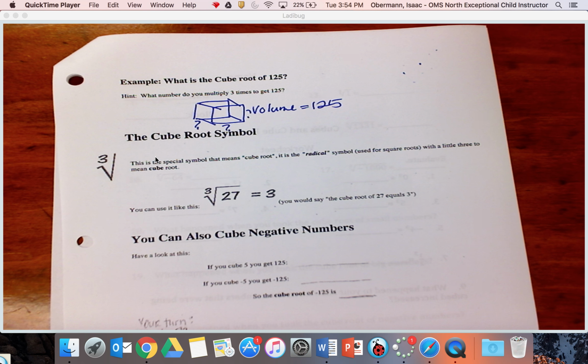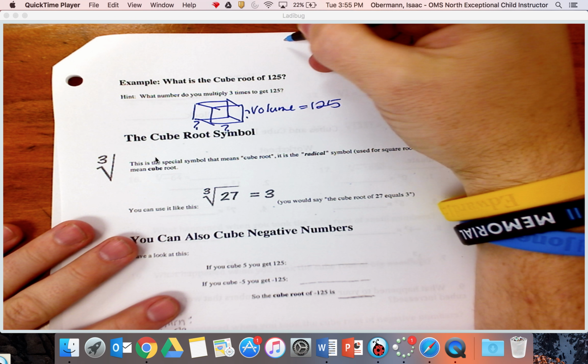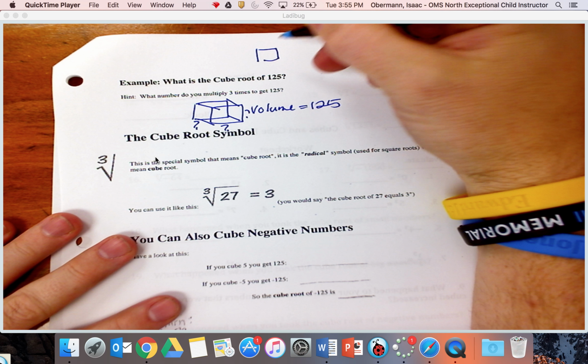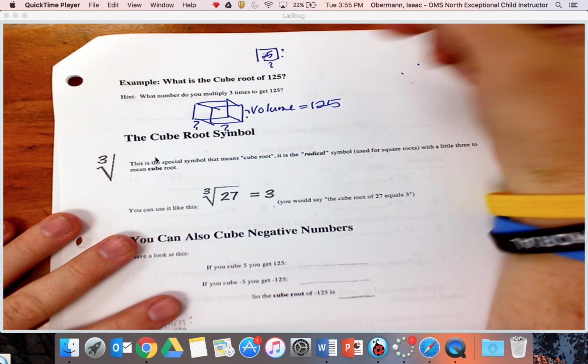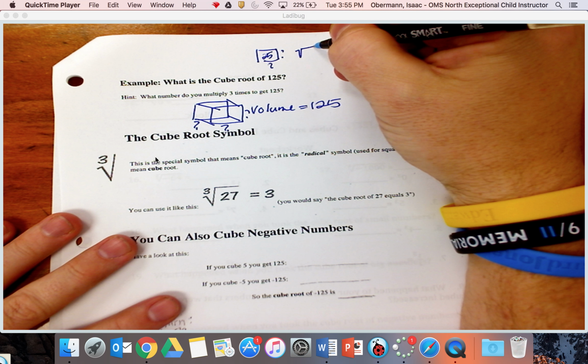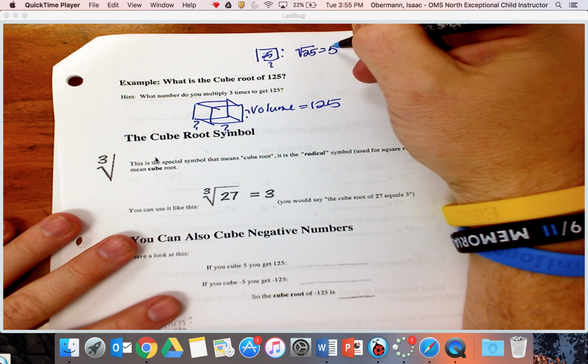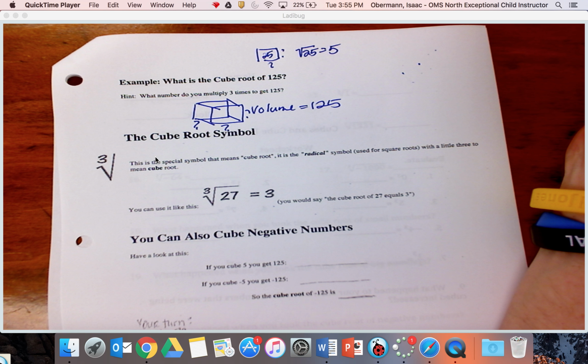So like in a square root, if I go back and you think about what a square root was, and I said the inside was 25, what were the outsides? Remember, you would take the square root of 25, which would have been 5, because 5 times 5 is 25.